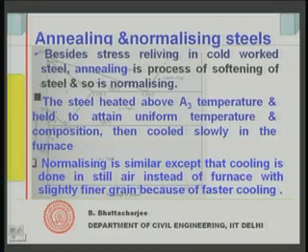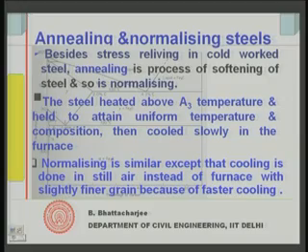In this process, you will get a coarse grained structure resulting in softening of the alloy or metal. Normalizing is similar, except that cooling is done in air instead of the furnace, and therefore it is a cheaper process, and it has slightly finer grain because of faster cooling. Since the furnace cooling is a very slow process, the grain formation will be coarser, and in normalizing you get a fine grained structure, as we come from A3 to below.